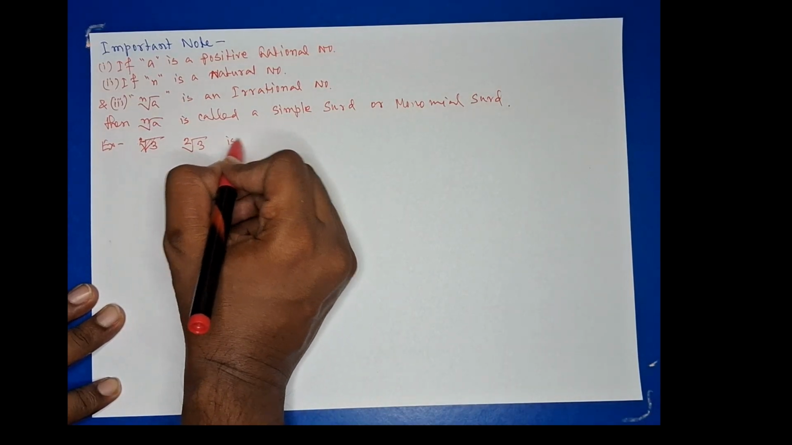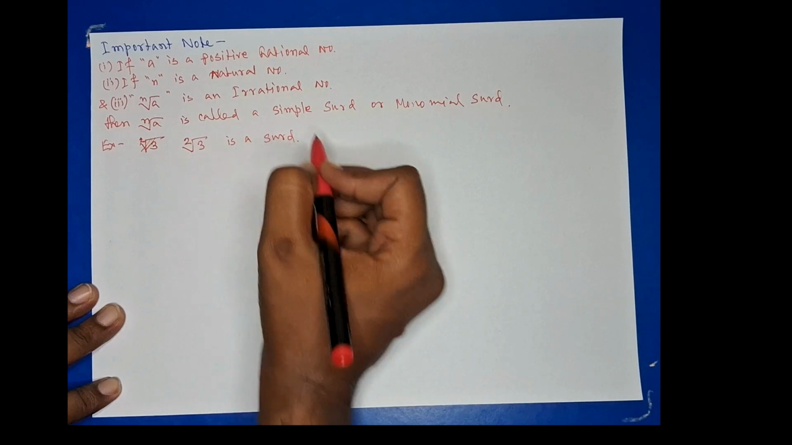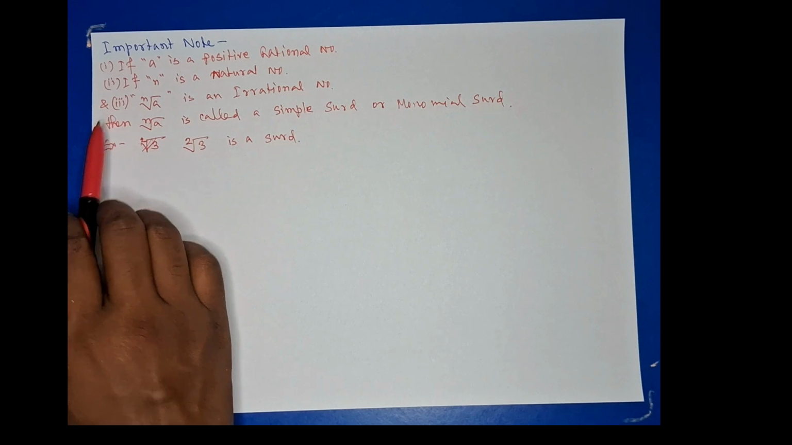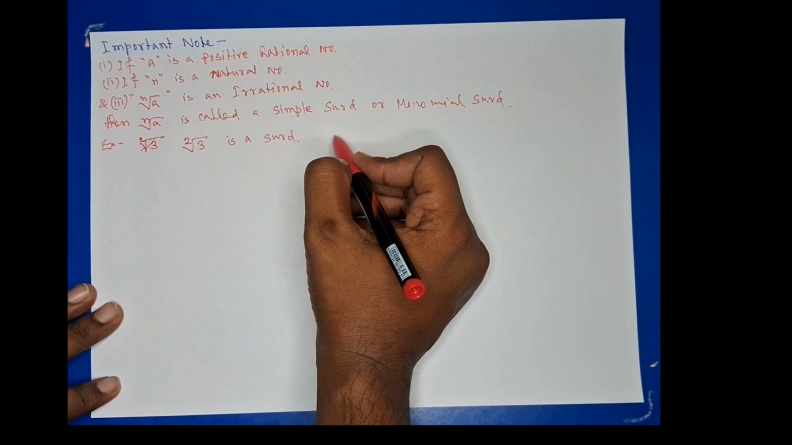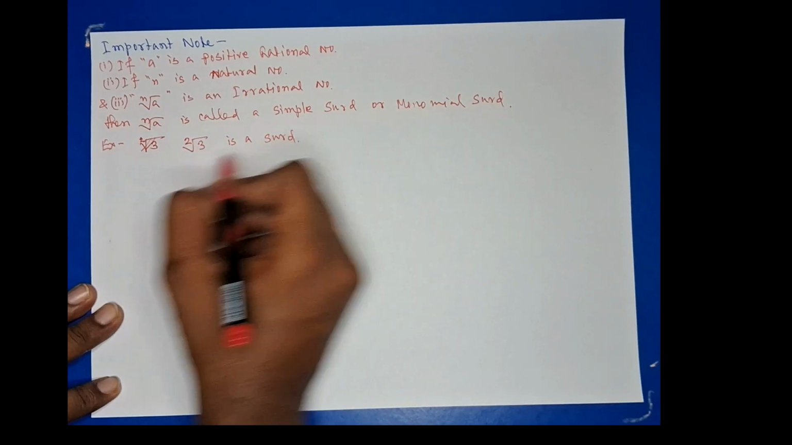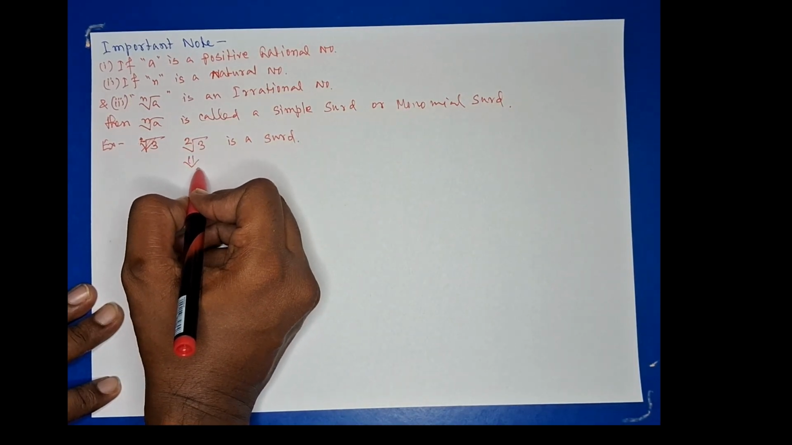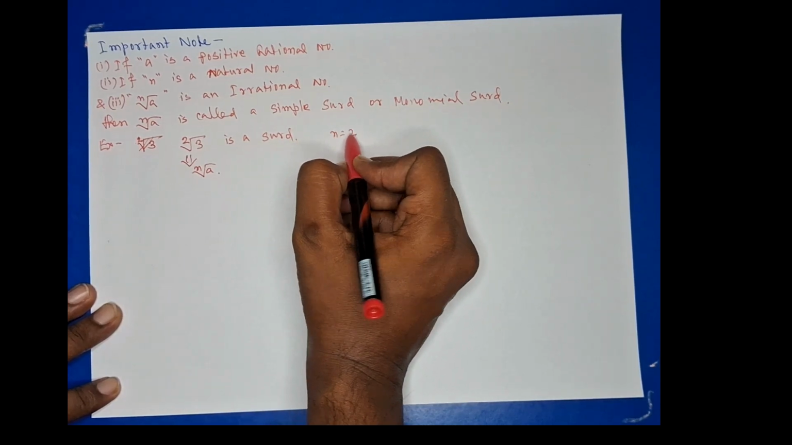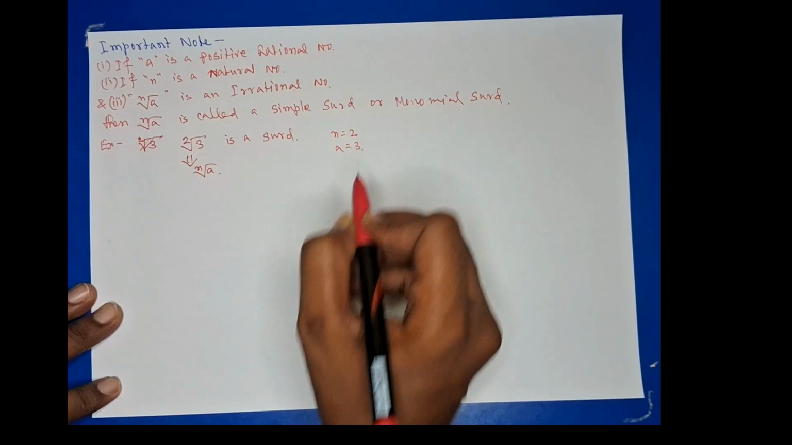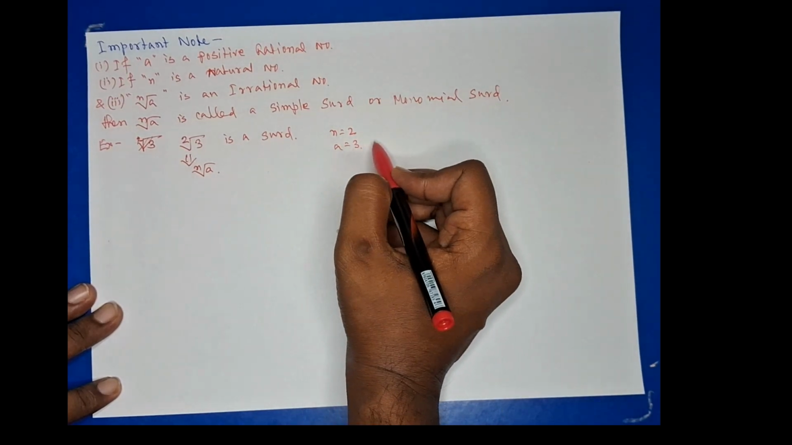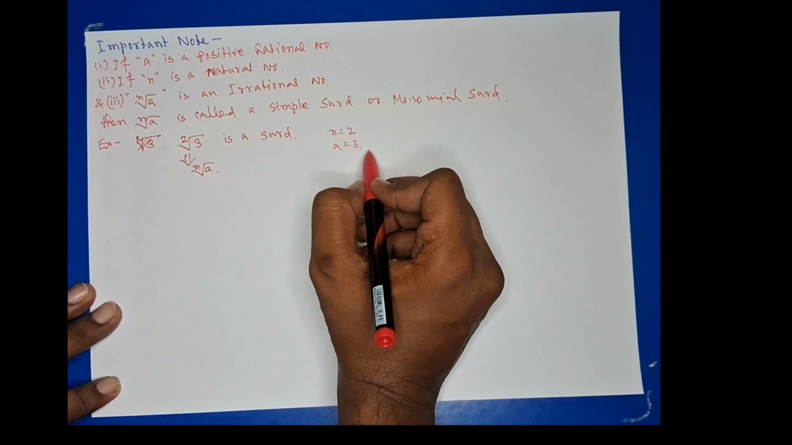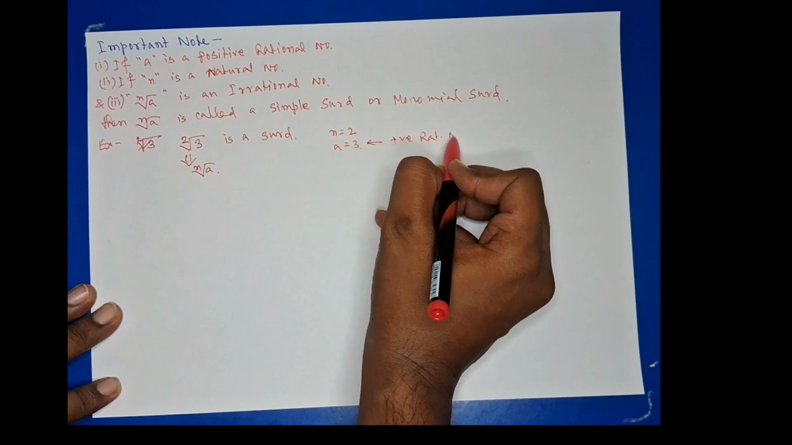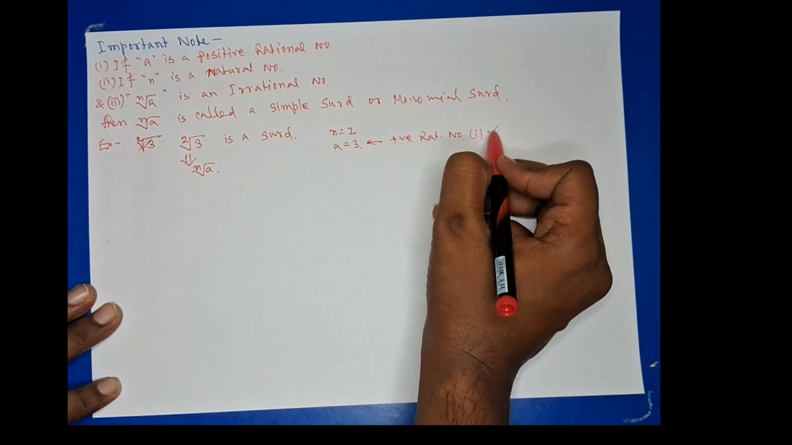Yes, this is a surd. Why? Let us see whether this satisfies all these three conditions. Well, here, what is a? If we compare it with nth root of a, then here n is equal to 2 and a is equal to 3. So the first condition is a has to be a positive rational number. Positive rational number. So the number one condition is satisfied.